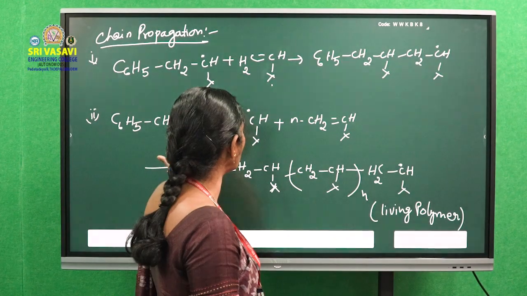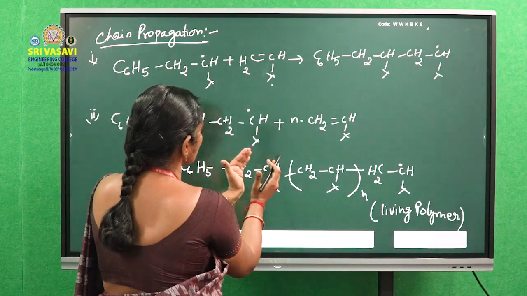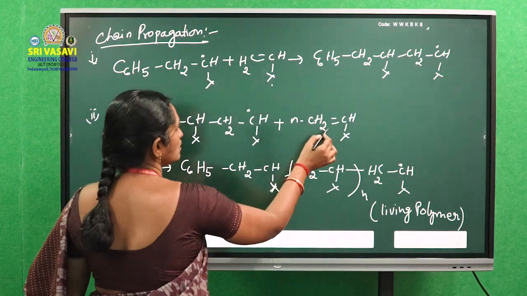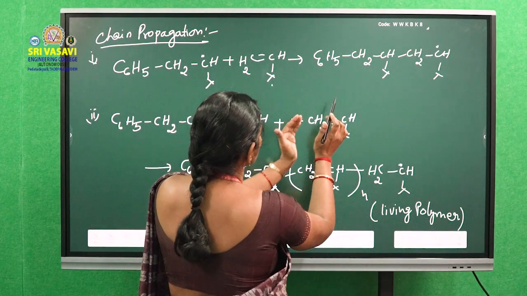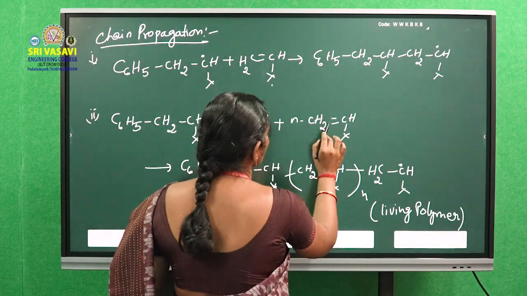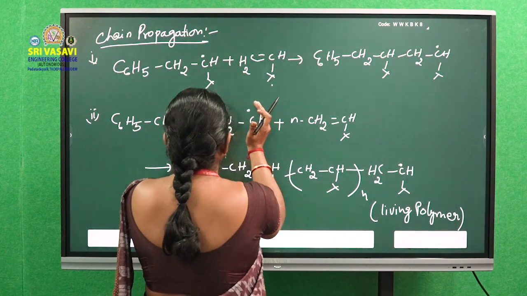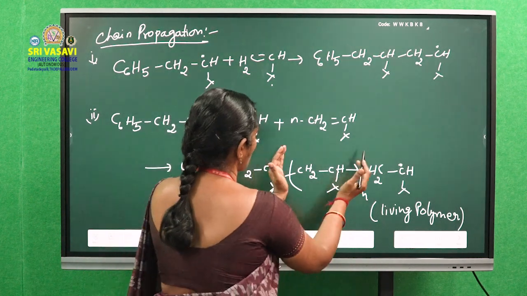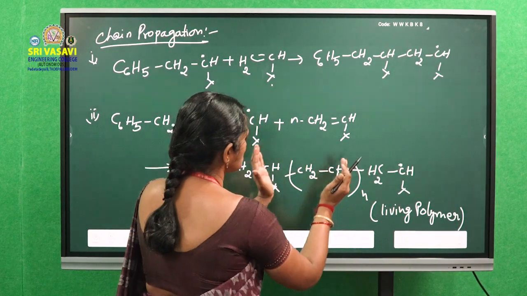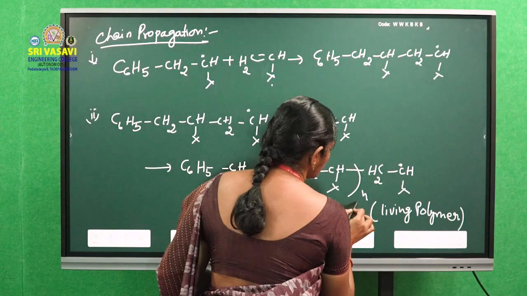Whenever I have taken n monomers, what happens? This small part is getting repeated, right? C6H5CH2 plus the CH molecule. At every step, this carbon free radical does the homolytic fission, so you get this repeating part. Therefore, I have kept this part as n, because you can add any number of monomers. This part is the repeating unit in the polymerization.